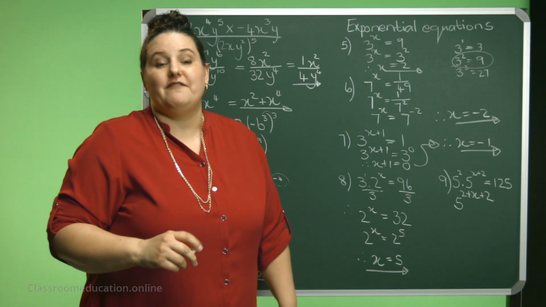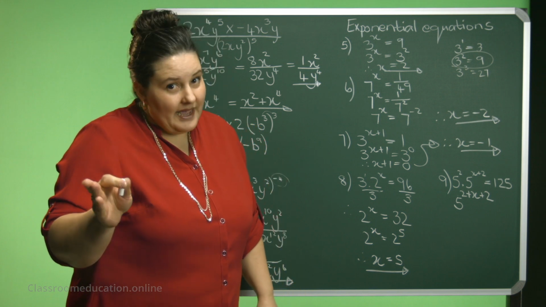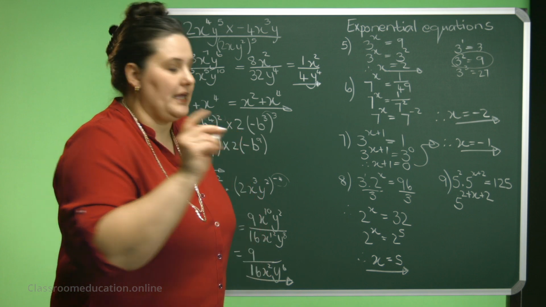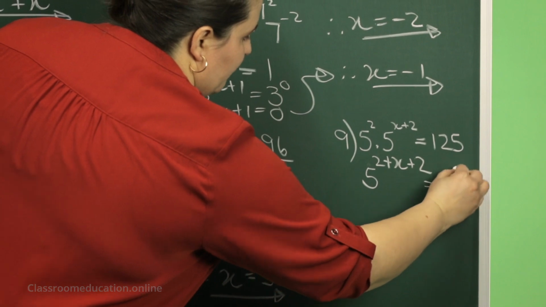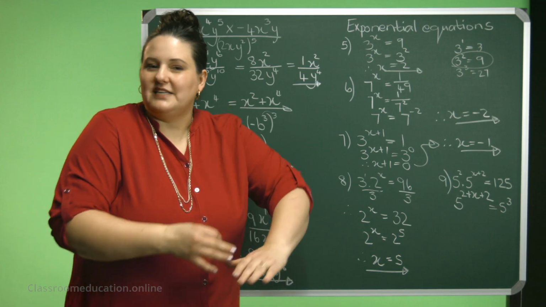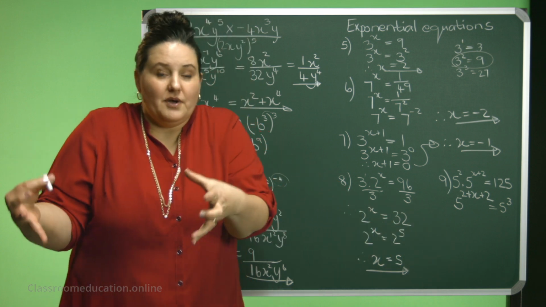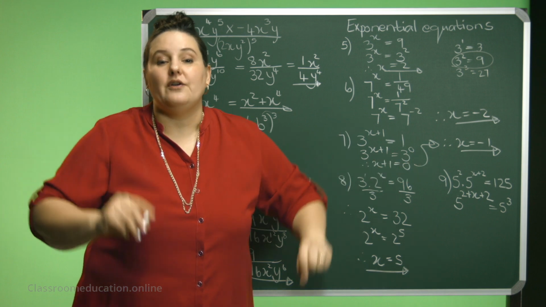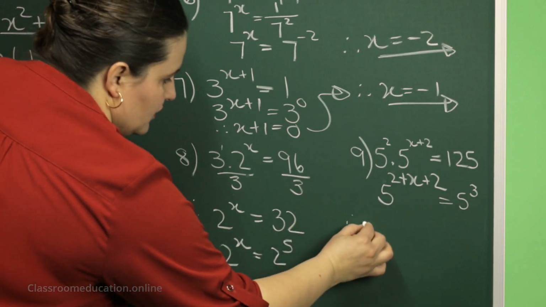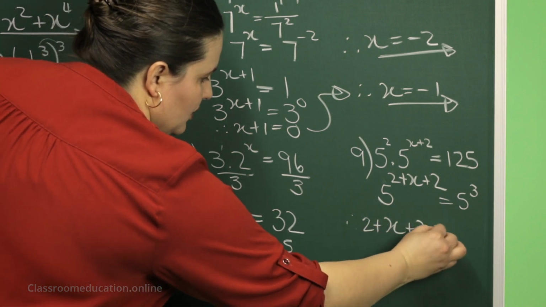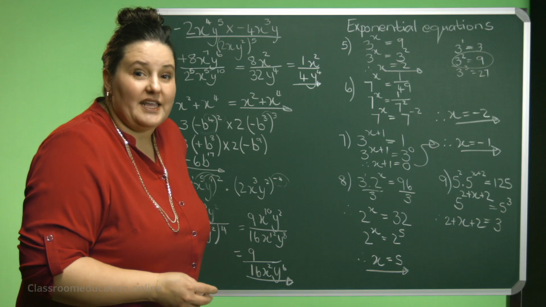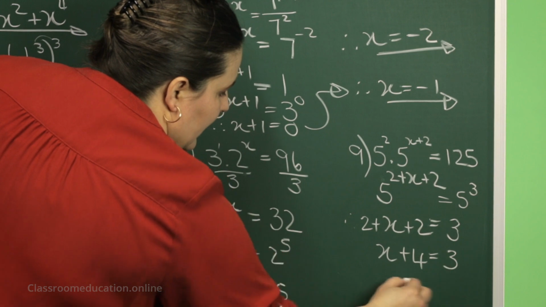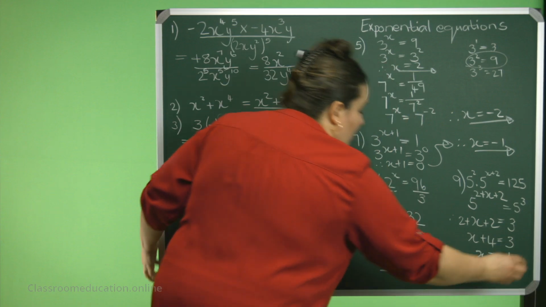And now the 125, you need to know by now that 125 equals 5 to the power of 3. And now bases are the same. I have one term on the left-hand side and one term on the right-hand side. So I can leave the bases and only write the exponents. So thus 2 plus x plus 2 will give me an answer of 3. And if I simplify that, x plus 4 equals 3, x equals negative 1.